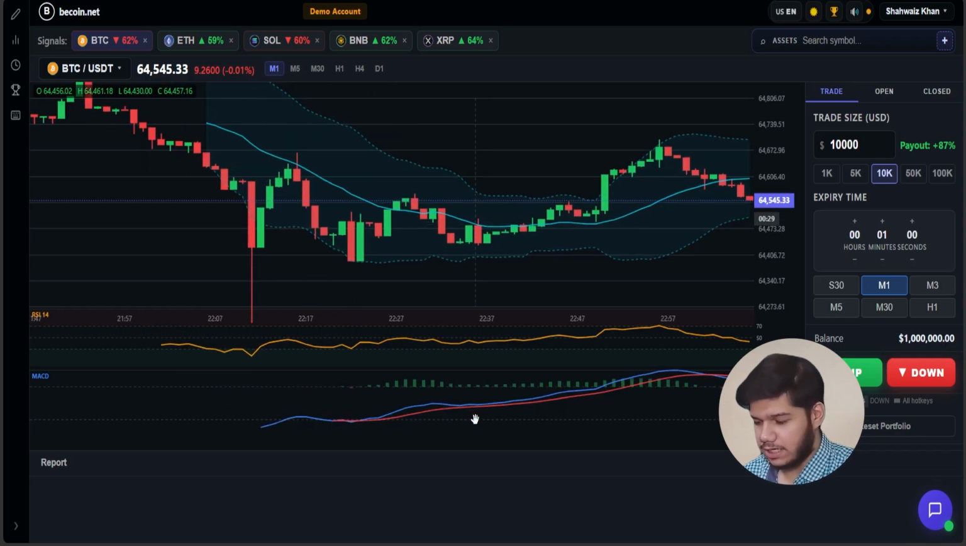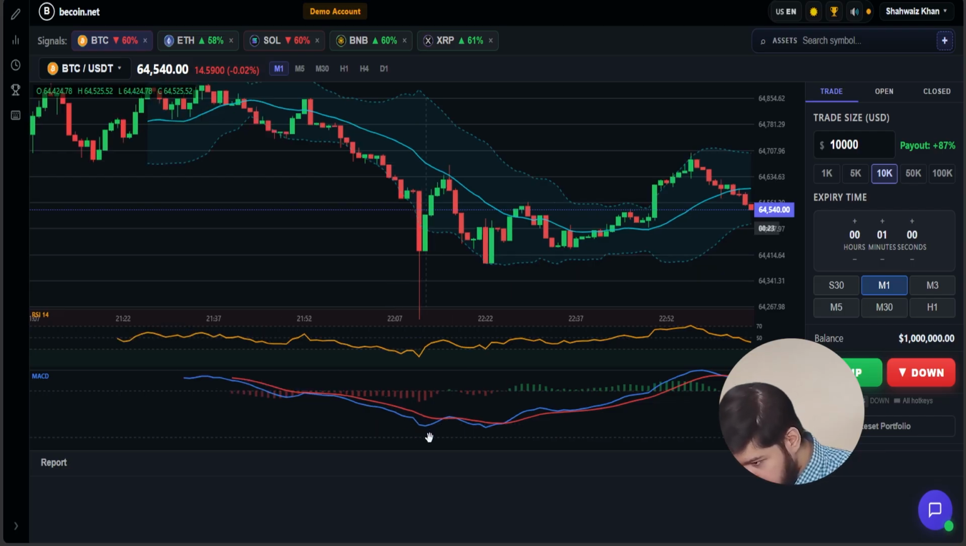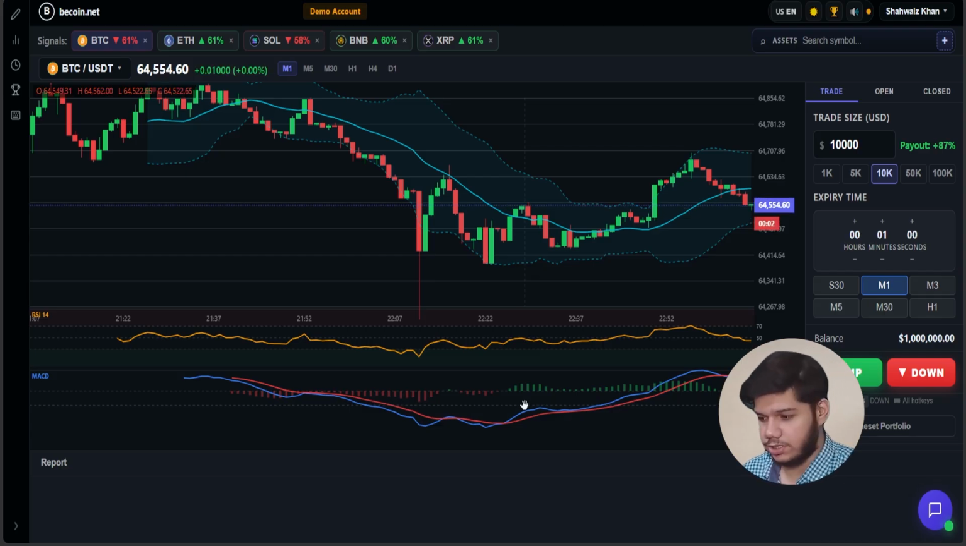MACD stands for moving average convergence divergence. Here you can see the blue line is the moving average and the red line is the signal line. Whenever the blue line crosses over from below to above the red line, and you can see this green volume right here, it means that you should expect upward momentum in the price of the chart you are looking at.